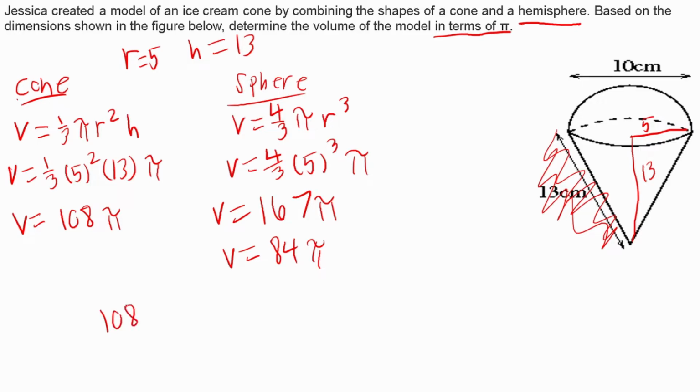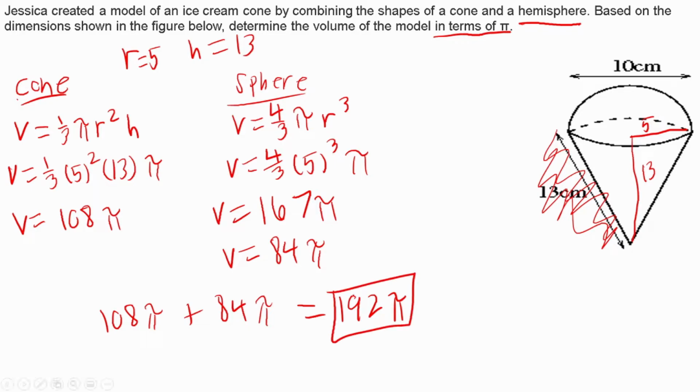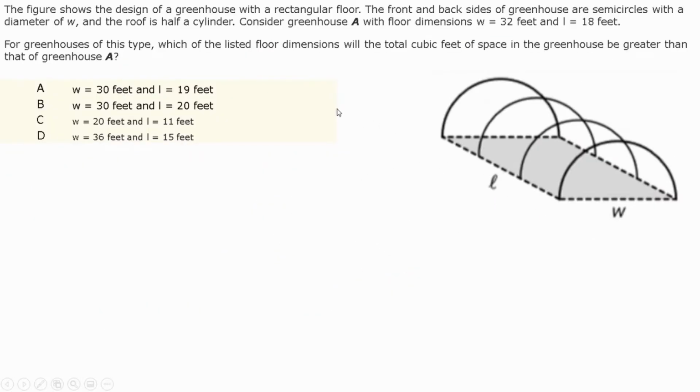And what we do now is add these two numbers together. We got 108 pi plus 84 pi, which is going to equal 108 plus 84, 192 pi. There's our answer. On to our next one.